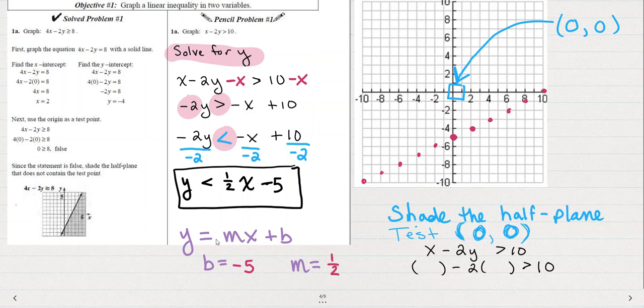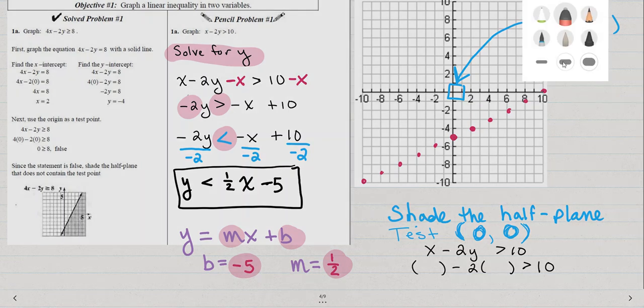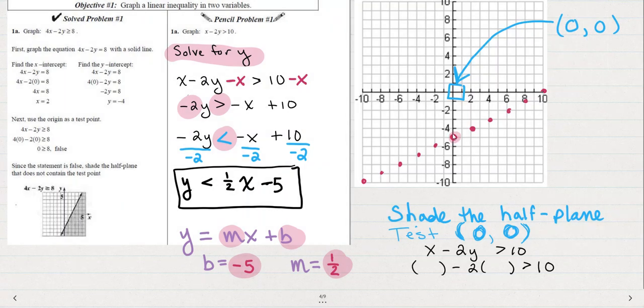If I think of this in y equals mx plus b form, then the m is going to be 1/2, and the b is going to be negative 5. So I can graph that related line, y equals 1/2 x minus 5, by starting at b equals negative 5, and then I'm going to move up 1 and right 2 to get each new point, or down 1, left 2, to get each new point. So I could get this set of points.